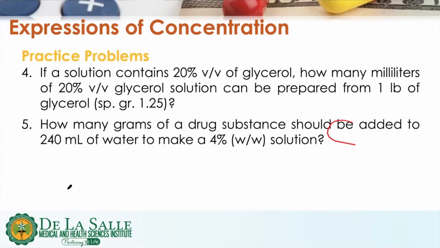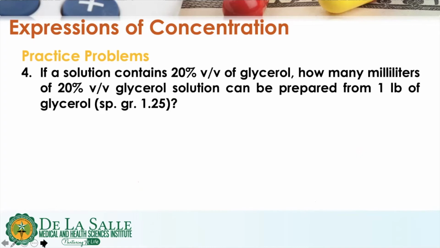Now, how about these problems? If a solution contains 20% volume in volume of glycerol, how many milliliters of 20% volume in volume glycerol solution can be prepared from 1 pound of glycerol with a specific gravity that is 1.25? Now, in this particular example, we have an additional part of the solution, which is to convert 1 pound into grams.